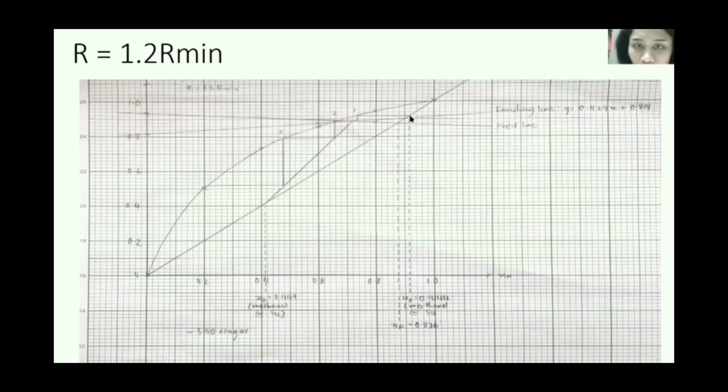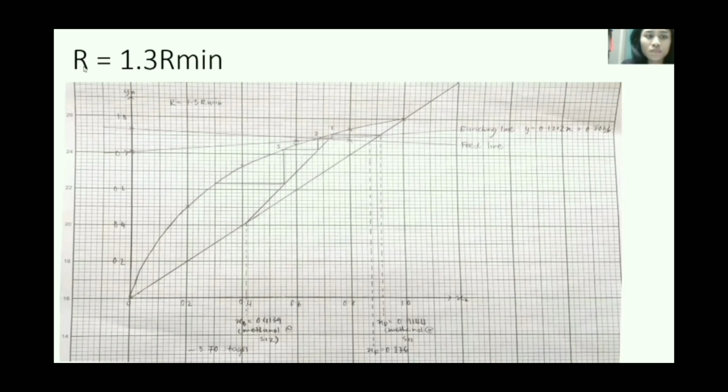From this point, we are going to make a horizontal line until it touches our equilibrium line. So from this point, draw another vertical line down until it touches our enriching line here. From here, we repeat the same process as earlier until this horizontal line passes over this point. For the 1.2 R min, we have a remainder of 0.3 stages. Overall, we get 3.3 stages, including the reboiler stage.